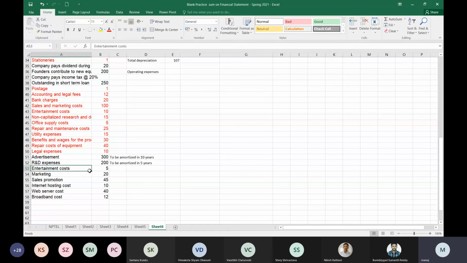Now, entertainment cost is very much part of operating expenses. Marketing, sales promotion, internet hosting, web server cost, broadband cost. I kept all of that just to drive home the point that there are so many other kinds of costs that you may not normally look at, you may overlook. When you are thinking of starting a company, you may not have much idea what kind of costs you may end up incurring. Just to have a wider understanding that there are many kinds of costs.